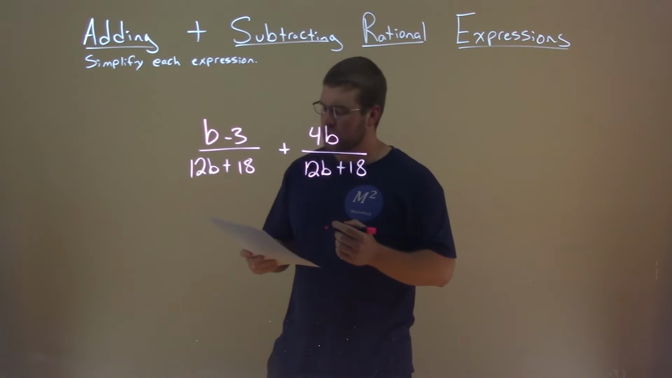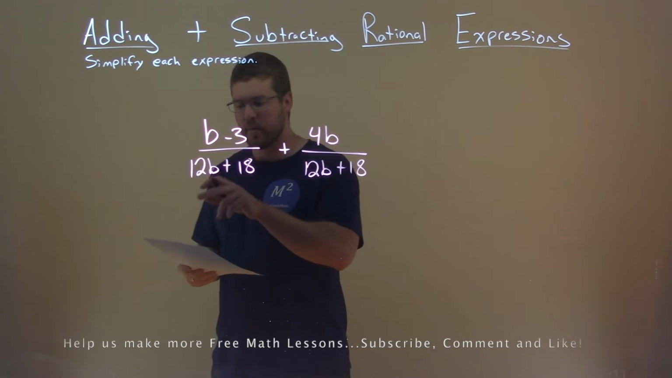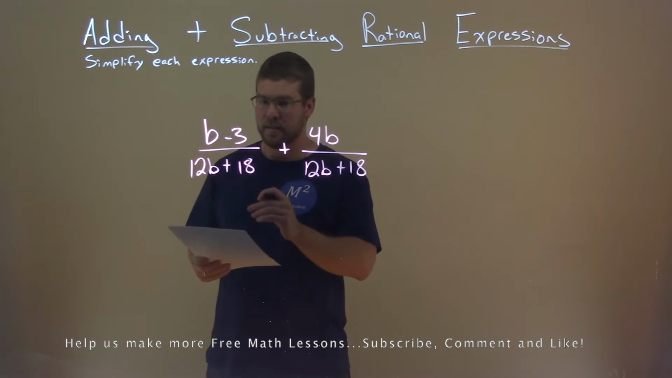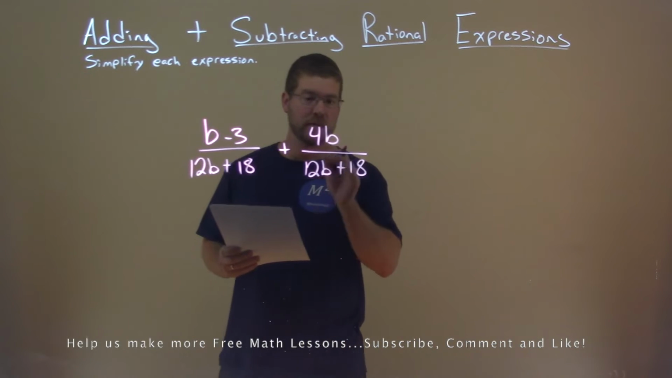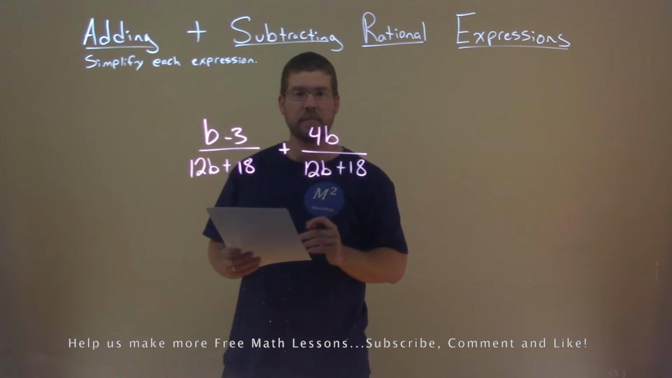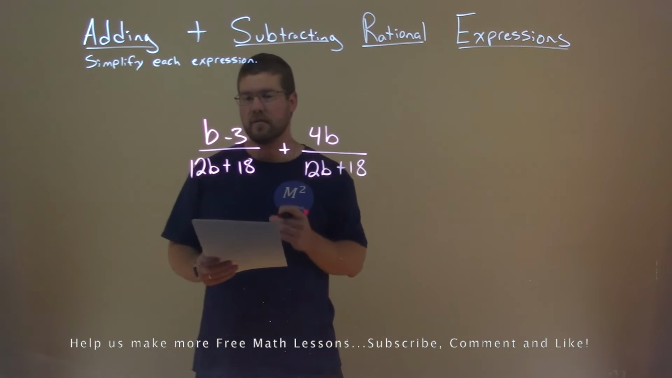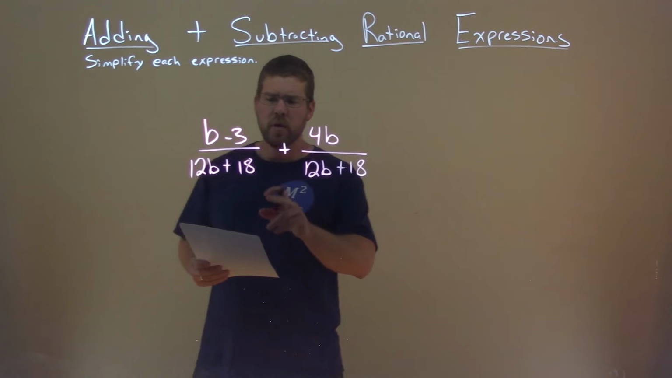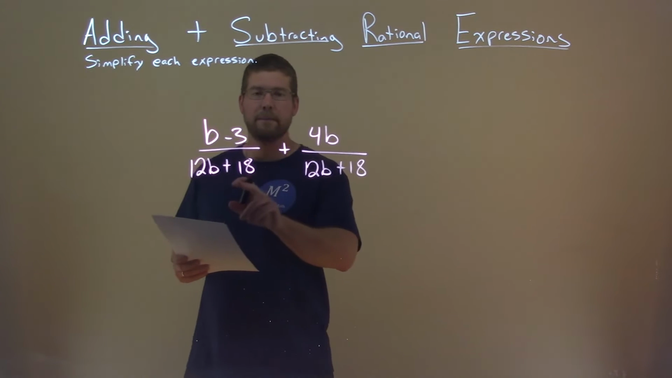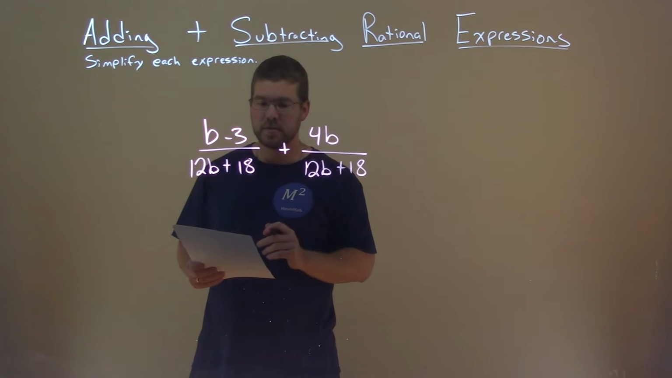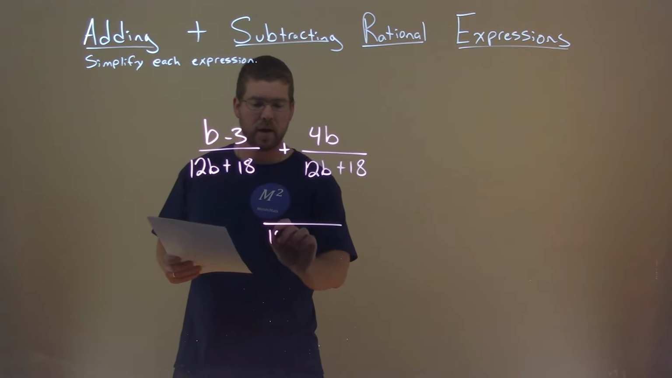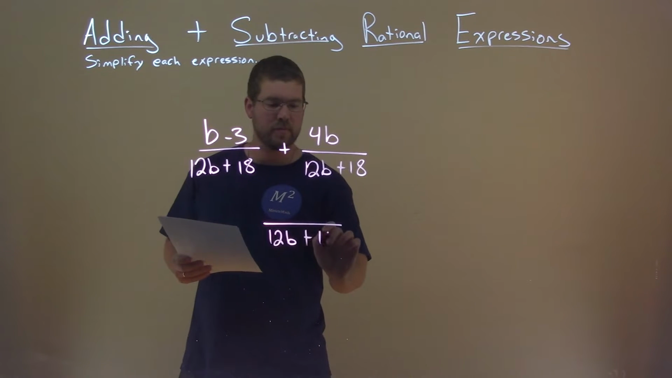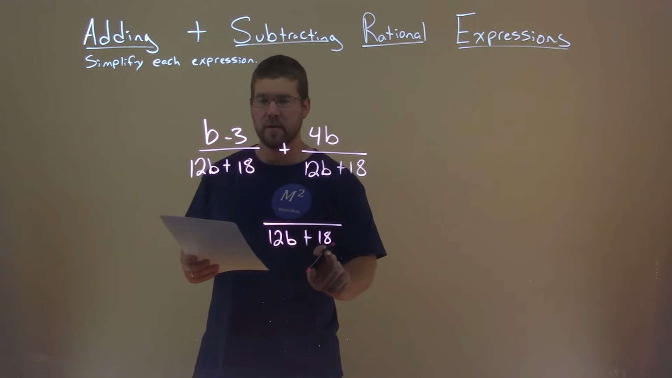We're given this problem right here. b minus 3 divided by 12b plus 18, plus 4b divided by 12b plus 18. And we need to simplify this expression. Well, notice first that we have the same base in both of our fractions, meaning we right away can combine them. 12b plus 18 is now a common denominator.